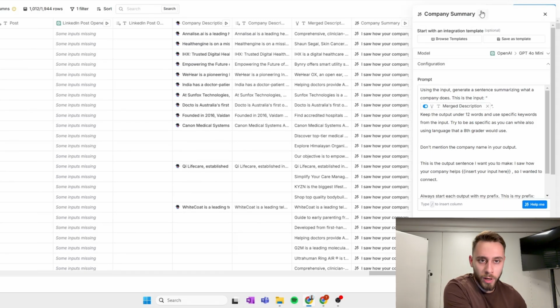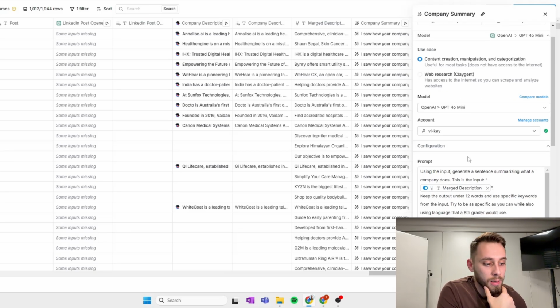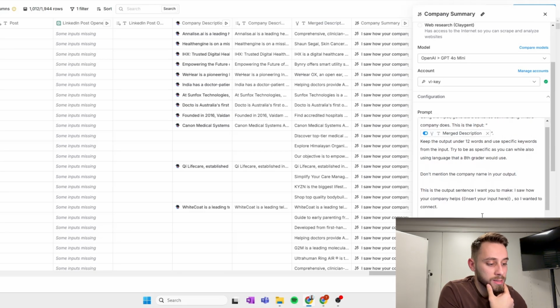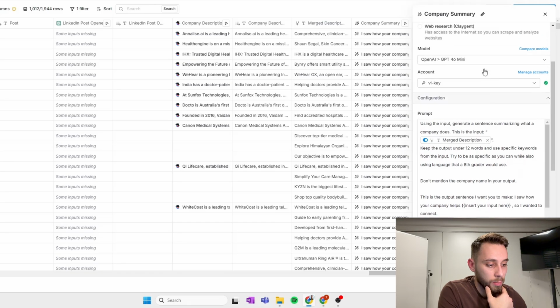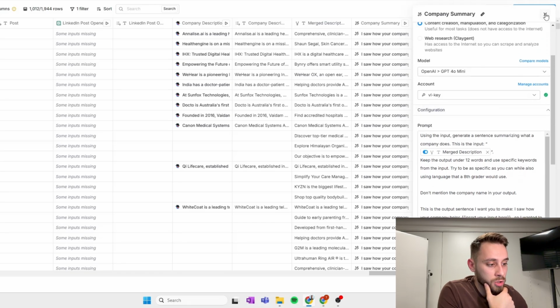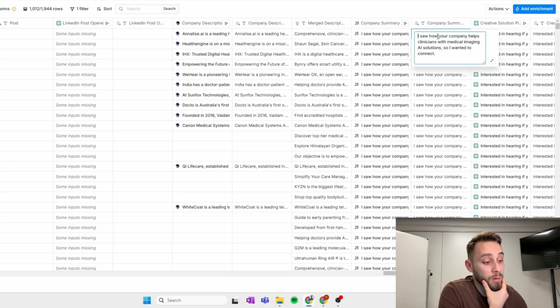So again, you just go to add enrichments and you type in ChatGPT. You're going to have this pop up. You want to have the right model. So we're content creation, manipulation, and categorization using 4.0 mini, connect your key. And then this is the prompt that I'm going to just go over here. So you can pause the video and see it if you want. But it just uses their description to come up with the opener, saying that it needs to follow the specific framework. And if we go into the output itself, let's see how it looks.